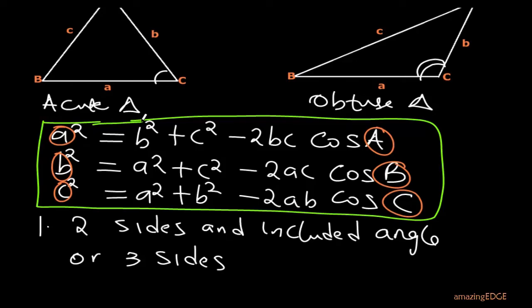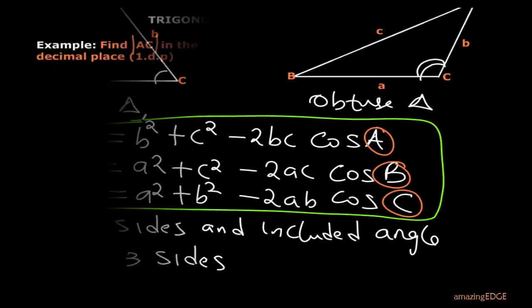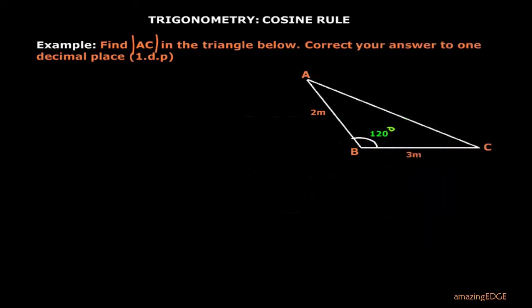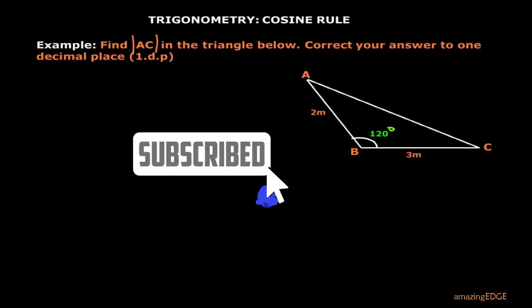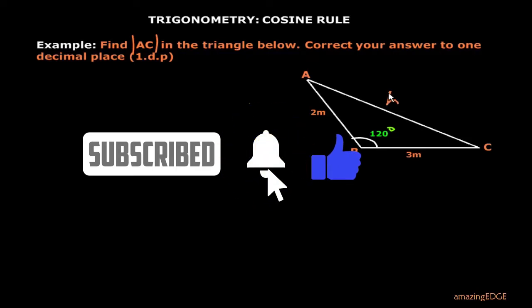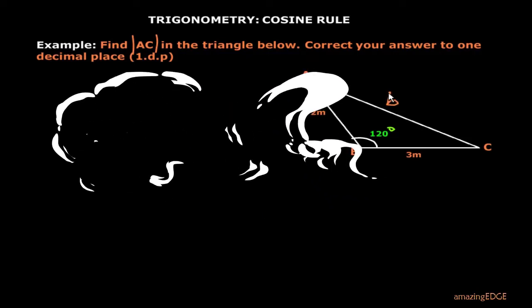When dealing with an example now, we're able to see clearly how and when to apply this. Solving that example will also show the difference between the cosine rule and sine rule. In this example, we are to find line AC in the triangle below. Correct your answer to one decimal place. So we are looking for this side, maybe you call it side b. This side b is what we are required to find.